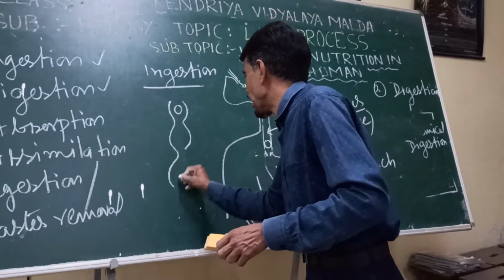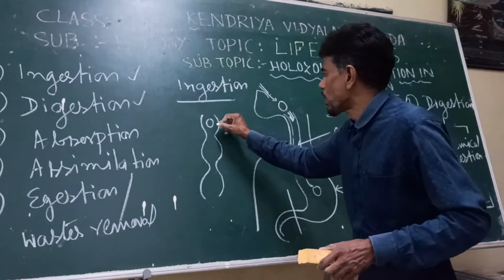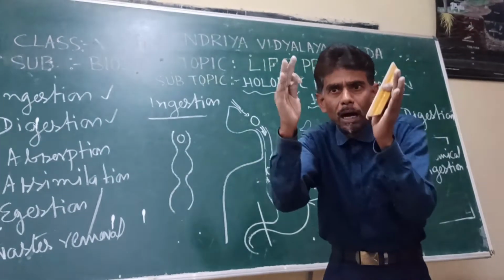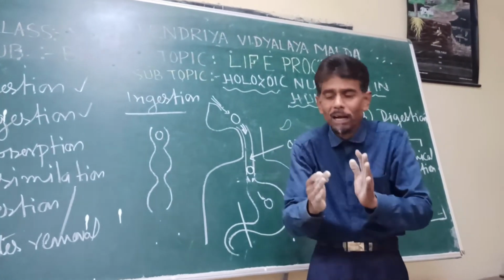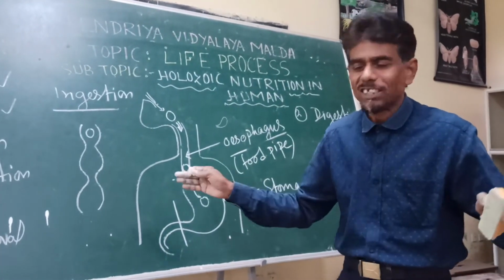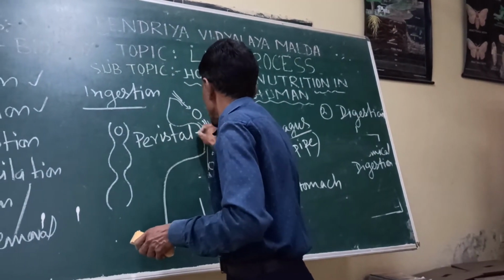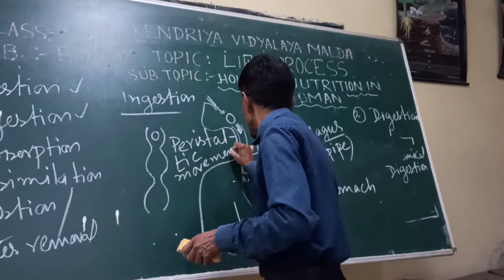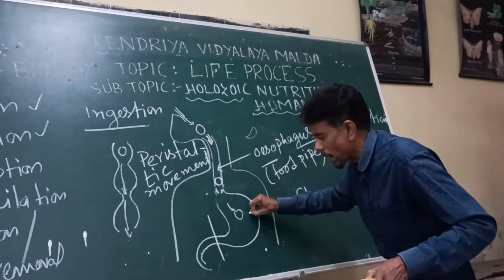Gradual constriction and dilation, you can see it from my diagram. This type of wavy movement of the esophageal wall is called peristaltic movement, otherwise called peristalsis. By the process of this peristaltic movement, the food is entering into the stomach.